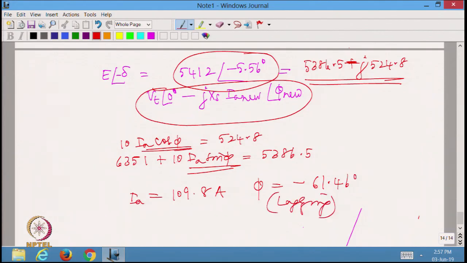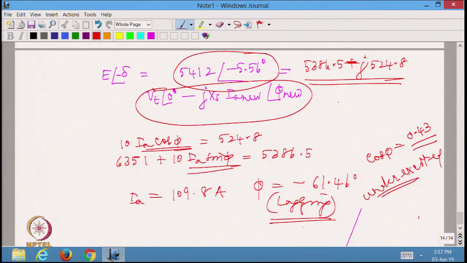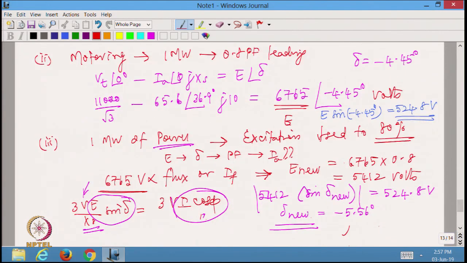Please note, by reducing the excitation, the machine has moved from leading power factor condition to a lagging power factor condition. This cos phi may be something like 0.45 or 0.43 or something like that. So, it has really come to a very, very low value of lagging power factor condition. This tells that this is under excited condition, whereas the original one we saw was over excited condition. So, this is indirectly showing how V or inverted V curve works.